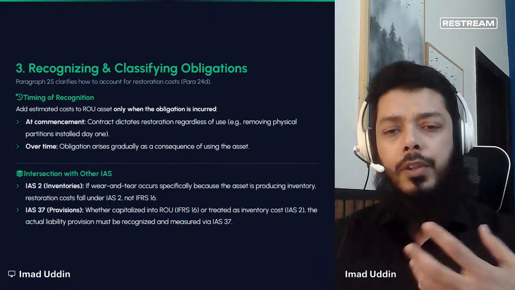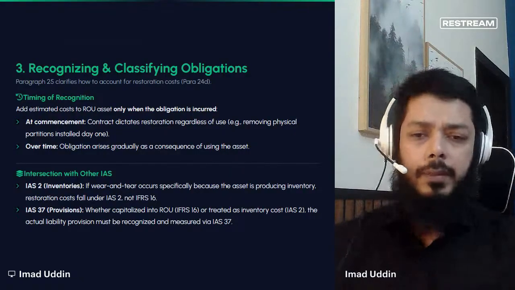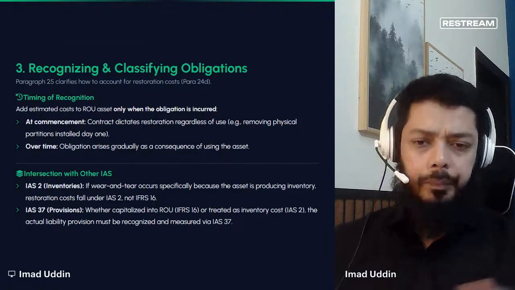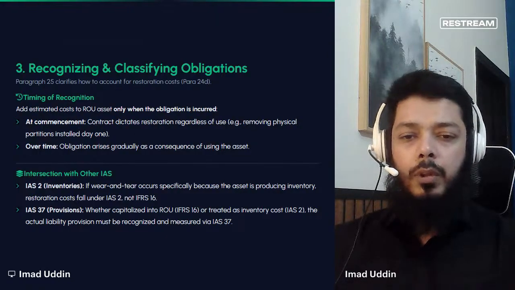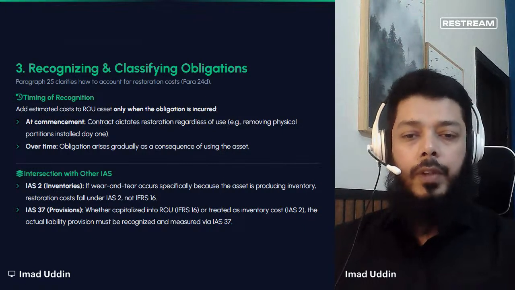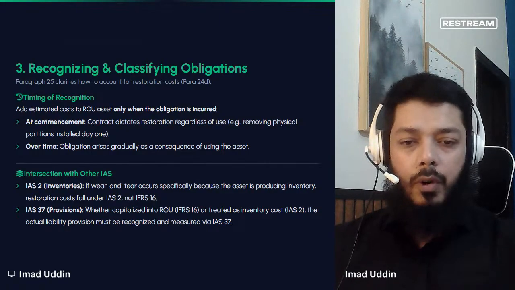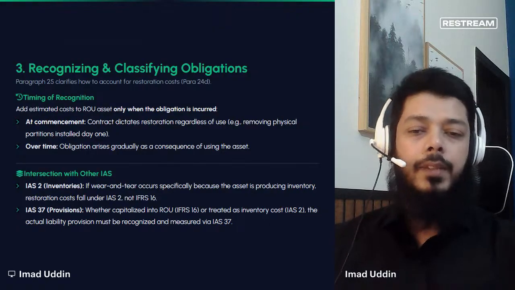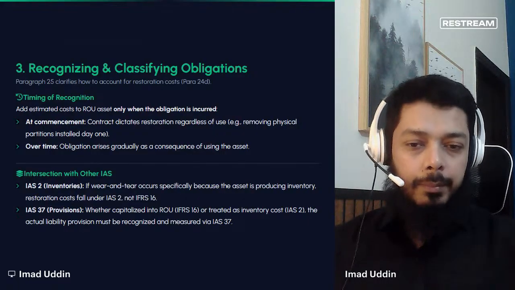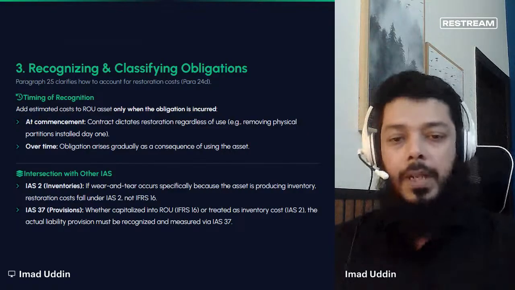But sometimes those obligations might arise as a result of the use of that asset gradually, and so we have to recognize them only when they're incurred, or when they become due. Now, we should also note some interactions with other standards. For example, if wear and tear occurs especially because the asset is producing inventory, restoration costs fall under IAS 2, not IFRS 16. And secondly, IAS 37 handles the provision side of the dismantling cost, irrespective of whether it's capitalized into the right of use asset or not.